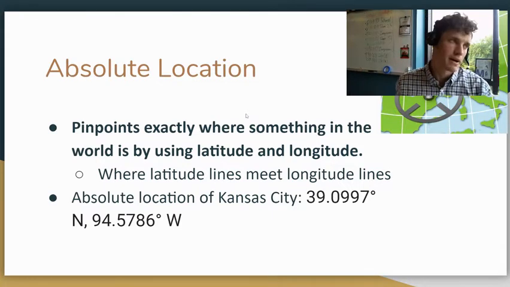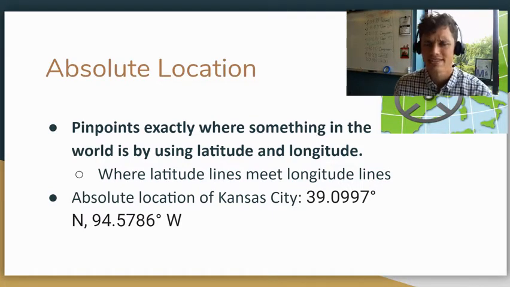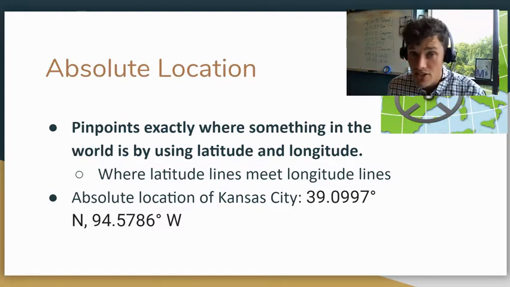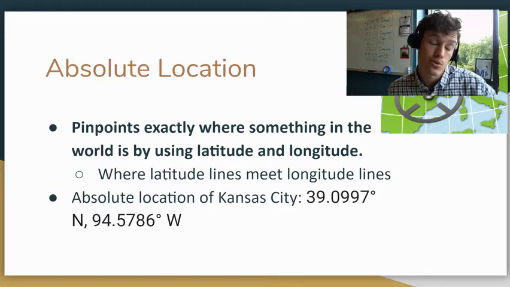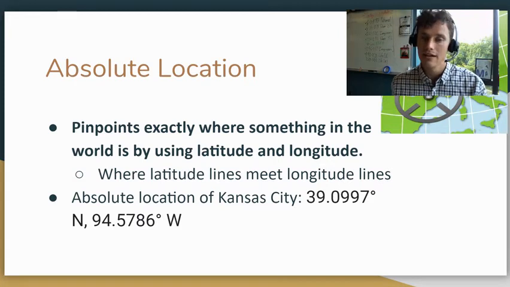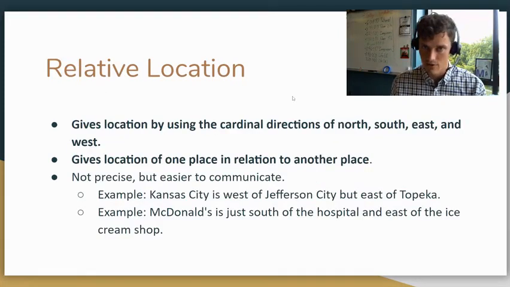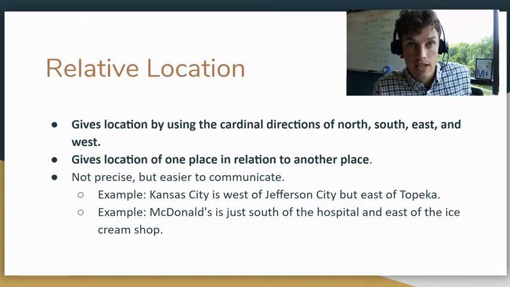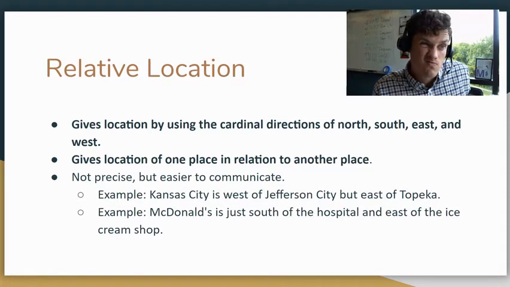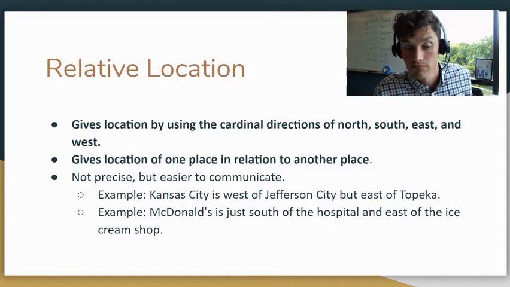But think about this. If someone asks you, where is Sonic? Where's the nearest gas station? Where is Susan's house? I don't know who Susan is. You're not going to give them the absolute location. That would be bananas. You're not going to do that. You're going to give them a relative location. Relative location is simply saying it is north of here.